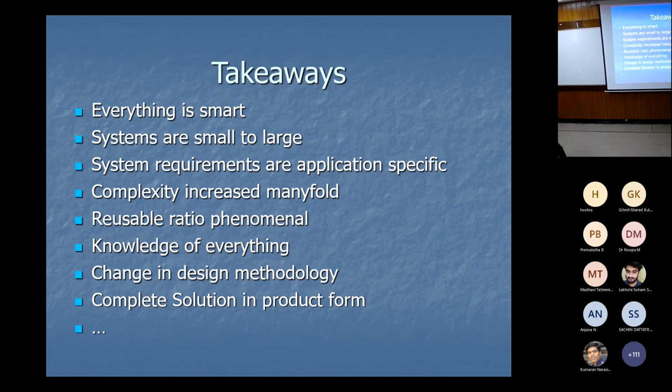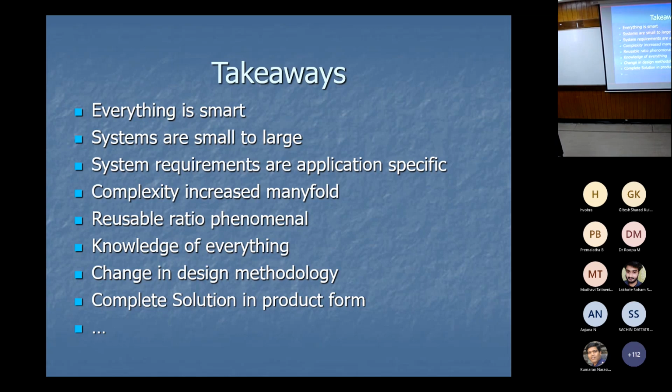And then of course, complexity has increased manifold. The reusable ratio is phenomenally increasing. Why are we saying that? Any guesses? Shorter time to market. So we need to buy off-the-shelf IPs and integrate them and enrich them, because we can't start everything from scratch and still meet the time to market pressures, right? So the ratio of reusable subsystems, reusable cores, is phenomenally increasing in the system. That's how we build systems today.